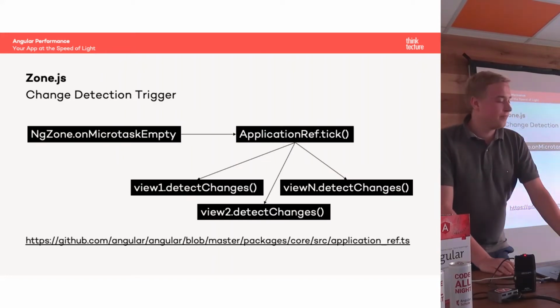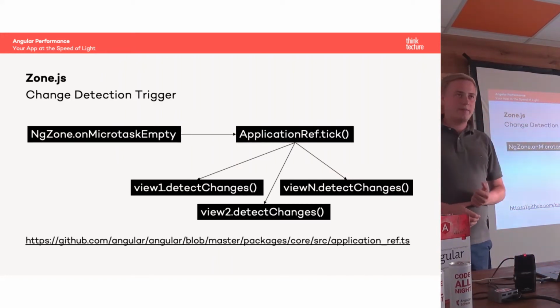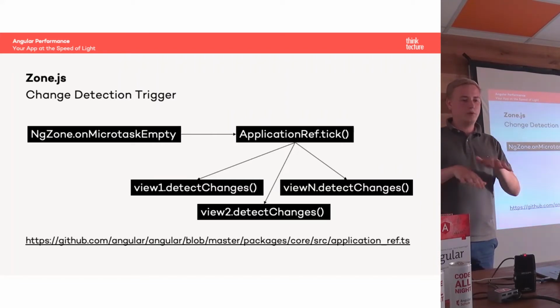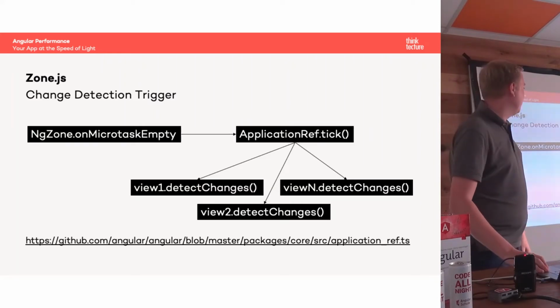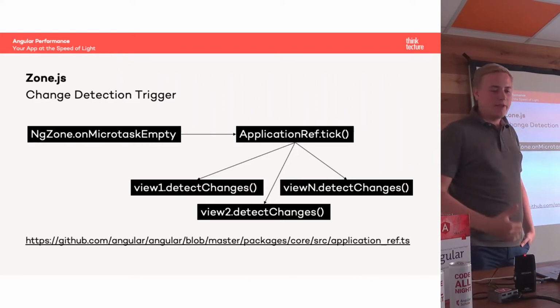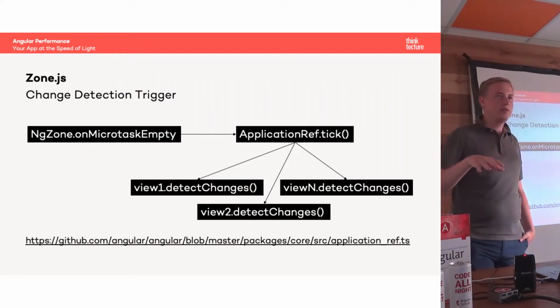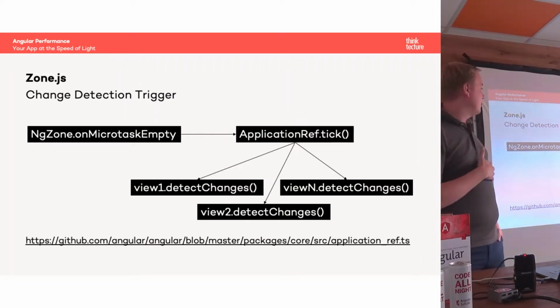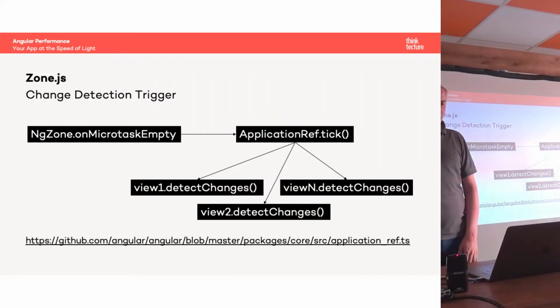Here's how it works. NgZone has a hook which is called onMicroTaskEmpty. So that means everything that I have to do now is done. Then we are calling ApplicationRef.tick. Pretty sure you've seen that already. And what ApplicationRef.tick does is then inform the different views. That's an internal term for your component, and will then call detectChanges on it. We've already met that guy.